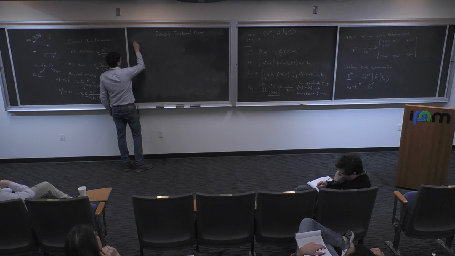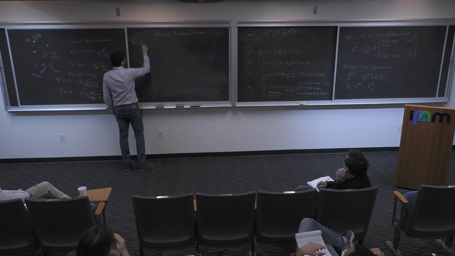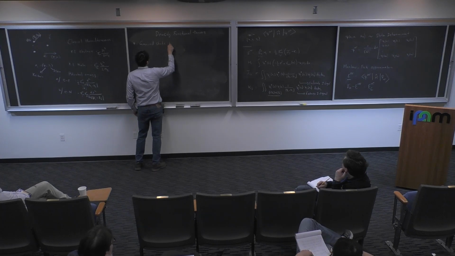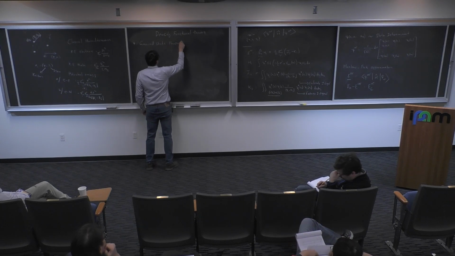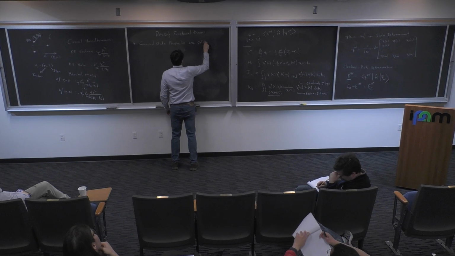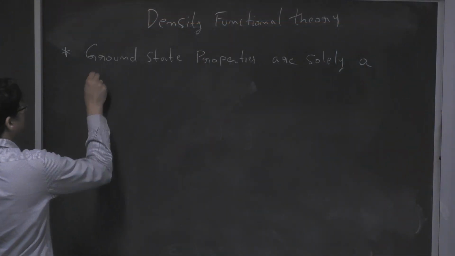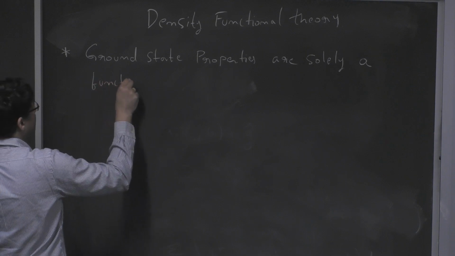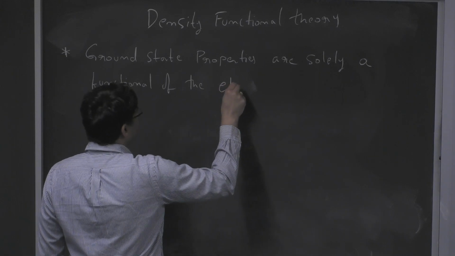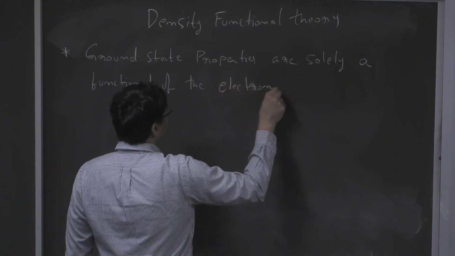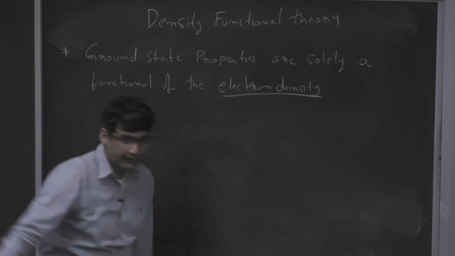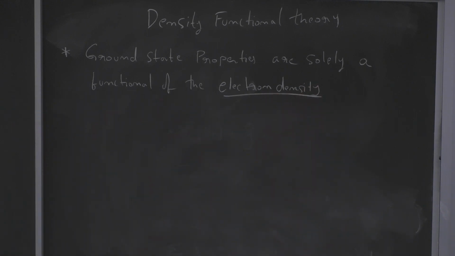Okay, so now let me go to density functional theory. The main statement of density functional theory is that the ground state properties are solely a functional of the quantity called electron density, which is the probability density of finding any electron at a given position R.